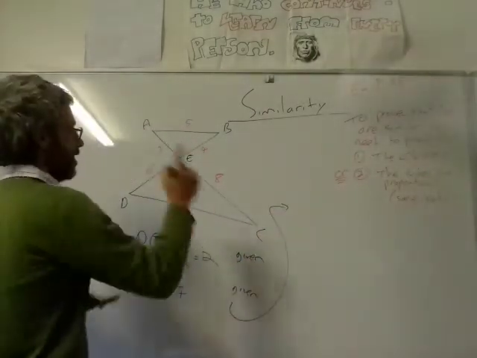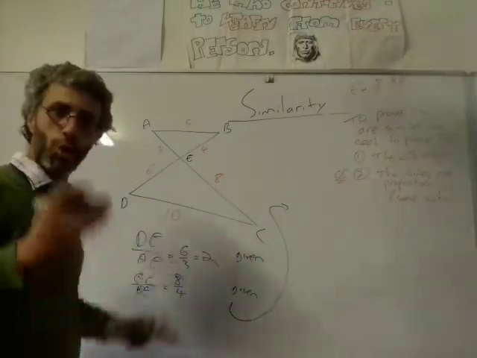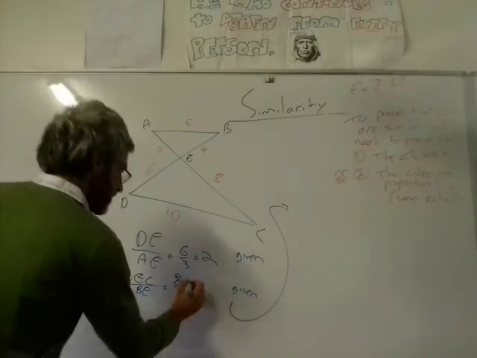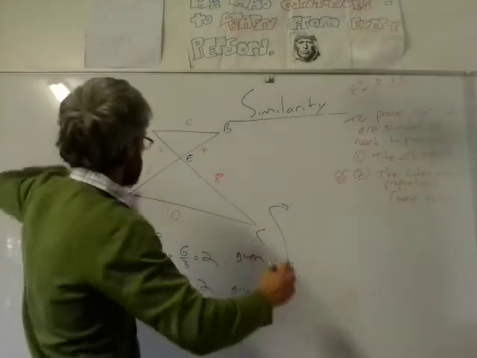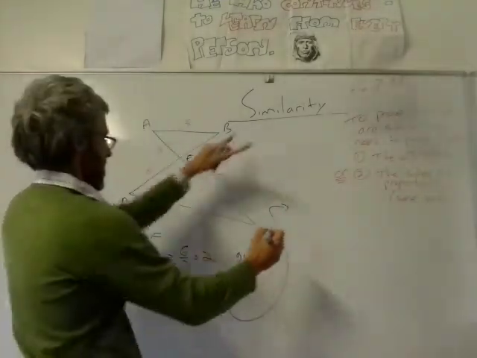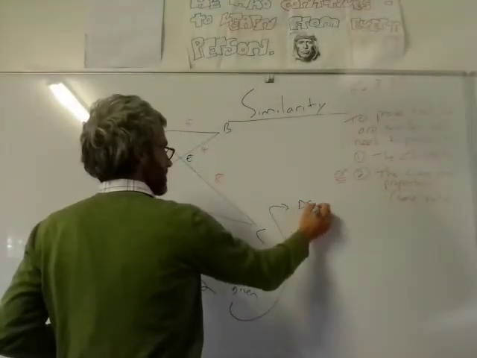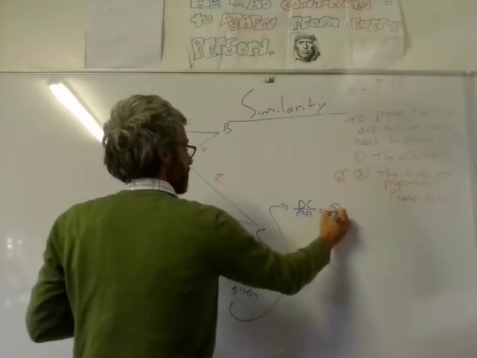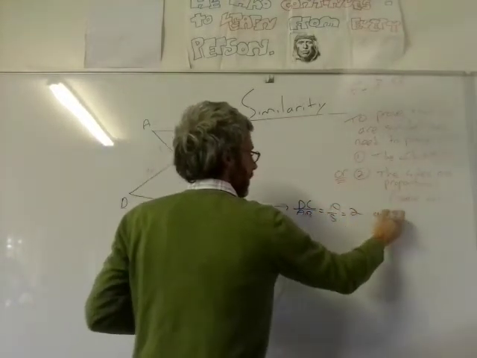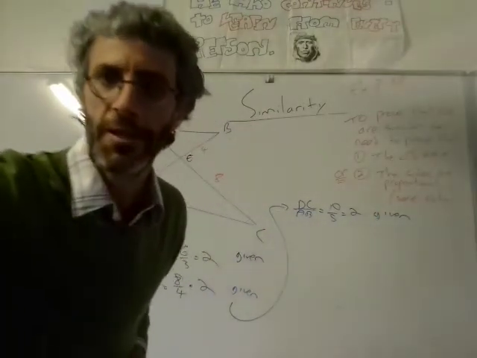Last side, we showed two ratios of two pairs of sides. Now I've got to find this one, so it's going to be that and that. So DC over AB. That is 10 over 5, which is 2 as well. The reason is given.